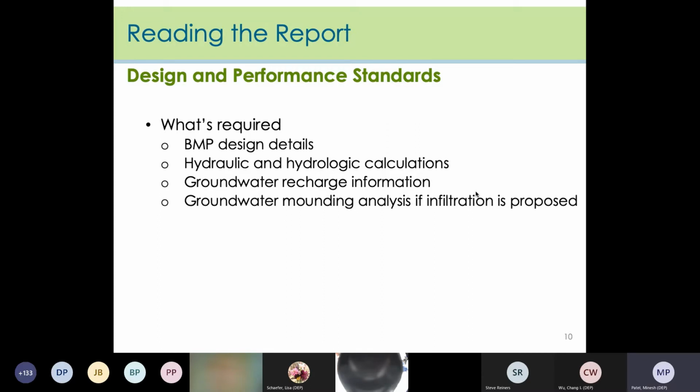The report must include the following information regarding design and performance standards when it comes to what's required, along with any applicable variances, waivers, or exemptions, and how the standards will be met. Again, we find that this is often missing, or does not even match up with what is on the plan. So this is very important that this information is provided.